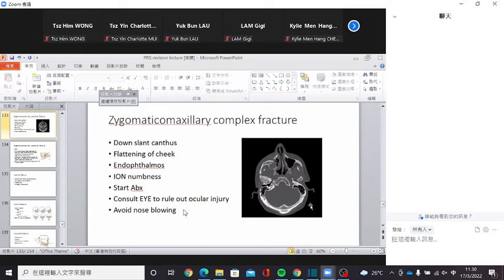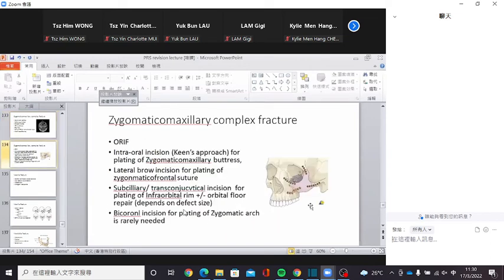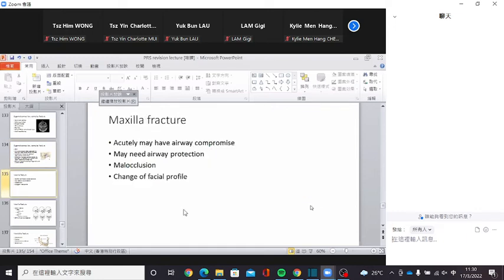There's concomitant orbital floor fracture causing enophthalmos and eye numbness. So we have to start the antibiotic because the maxillary sinus is disrupted, and consult eye to rule out any ocular injury in view of the orbital fracture. You will ask the patient not to blow the nose. So the treatment is ORIF. This is showing the 4-point fixation, where the four patches of this bone are being fixed with screws and plates.